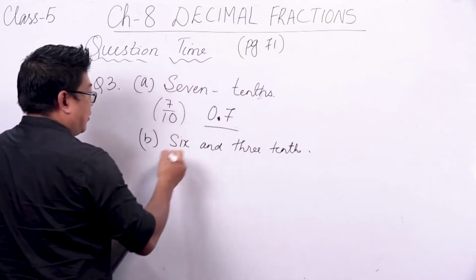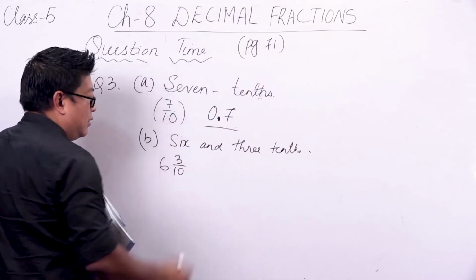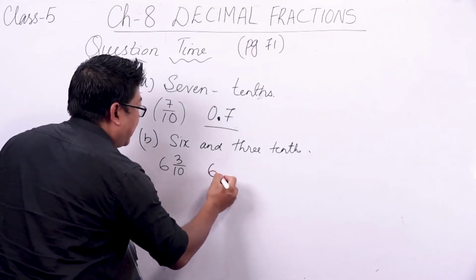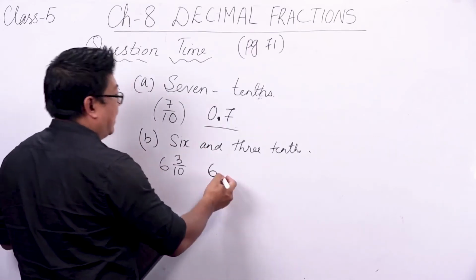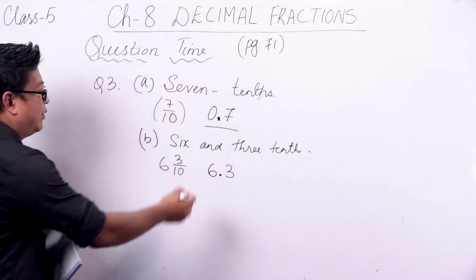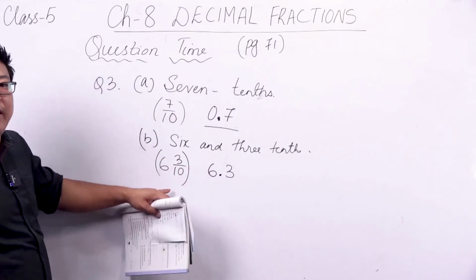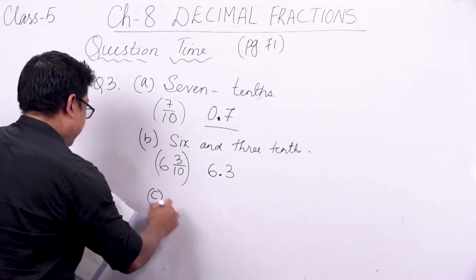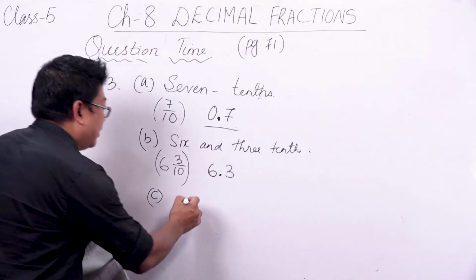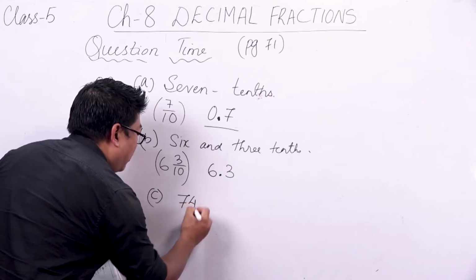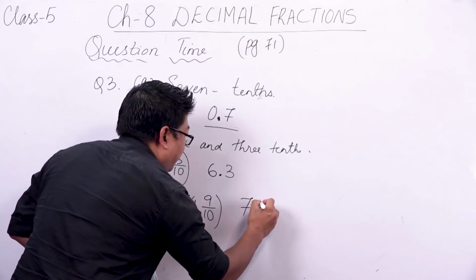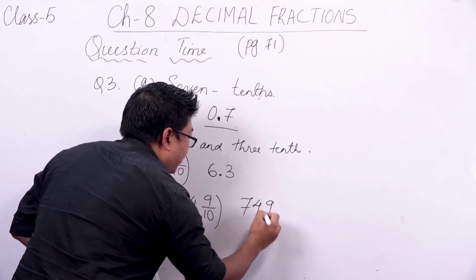6/3. Now this looks like this. Okay, 6/3. Now this we will write as 0.3. Okay, we do not require this. I'm just writing this for your understanding. C, 74/9. Okay, so I will write 74.9. All right.